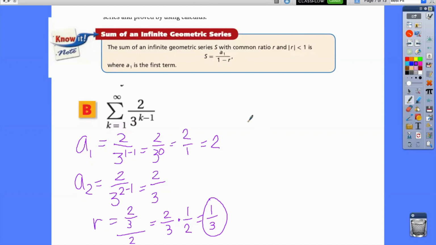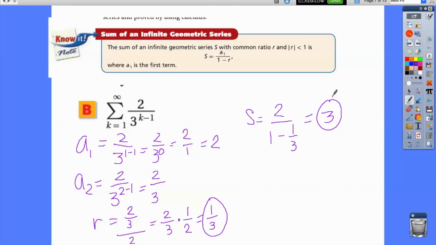Let's plug it in to find the sum of the infinite geometric series. So we plug in 2 over 1 minus 1/3. And it appears that the sum is actually 3. So we say that the sum of this infinite geometric series seems to be approaching 3.